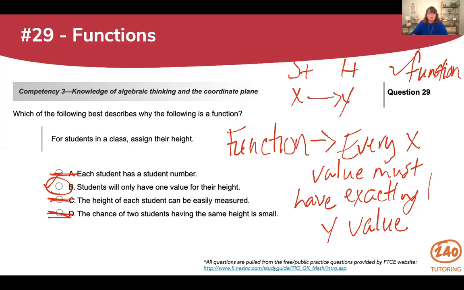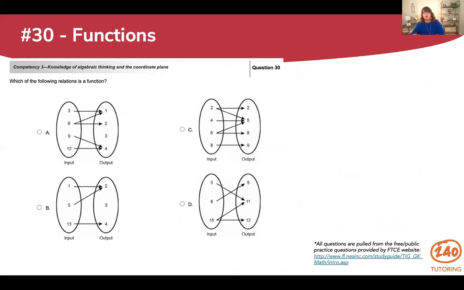I've encountered students who find this type of question very scary. They're like, what is this? I'm used to seeing functions on a graph. So basically, we're looking at an input-output table. They've just drawn it in circles instead of in a T-chart or table. It says, which of the following relations is a function?